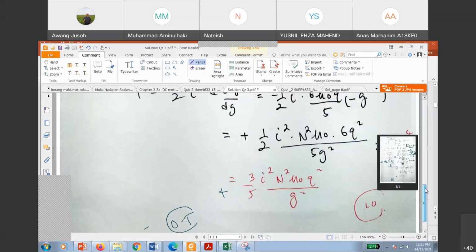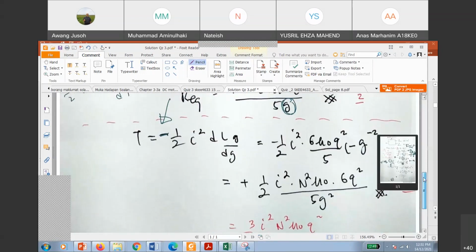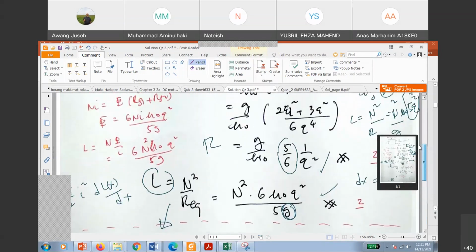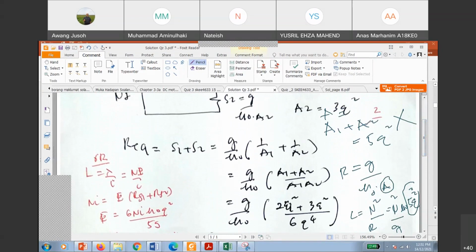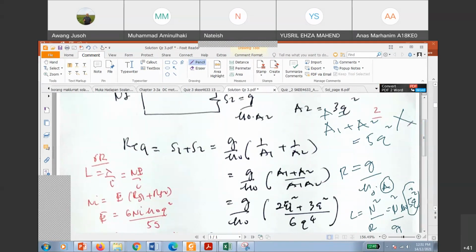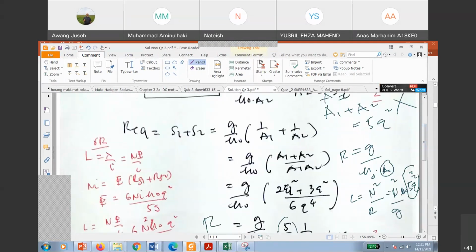I just want to remind you again, be careful about this structure and how you calculate the area. Don't just add A1 plus A2 like that. It's wrong. It's not that simple. You need to do it properly with A1, A2 like that, and then solve the problem properly. Then you can get the answer. Any questions?